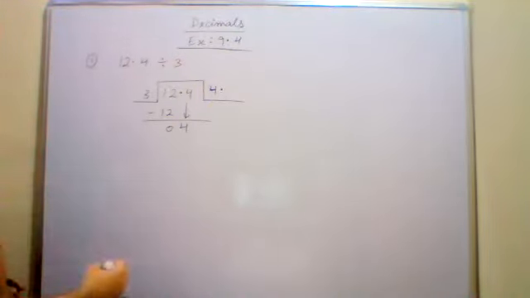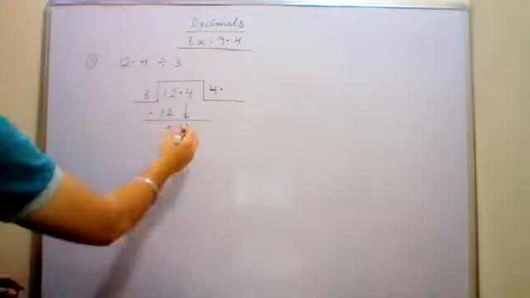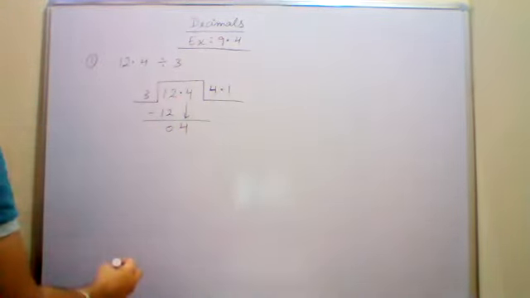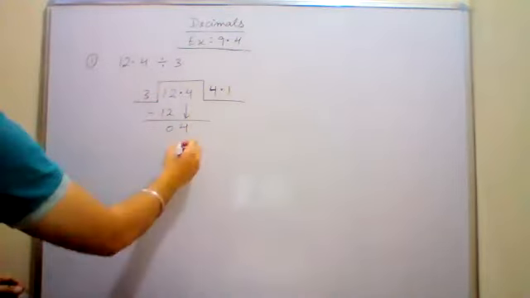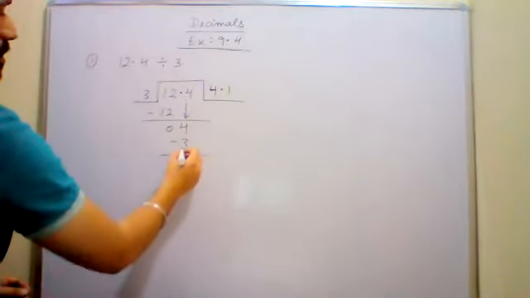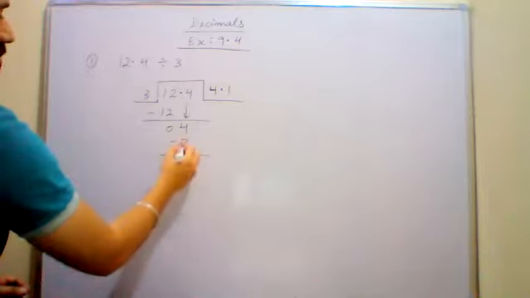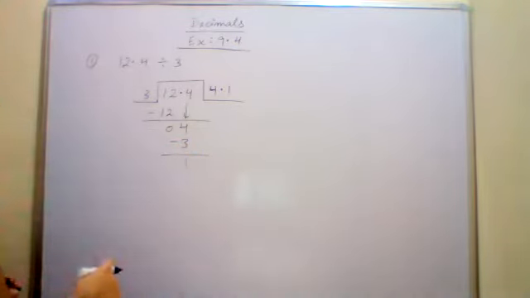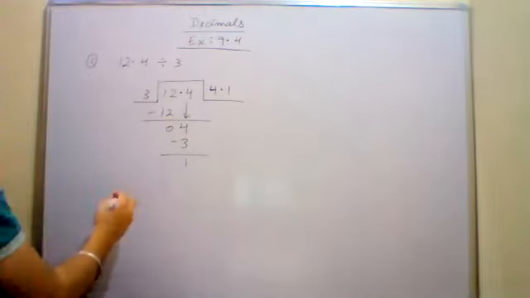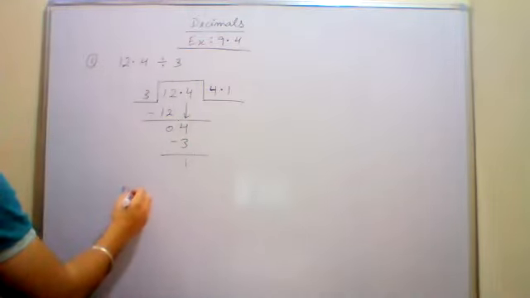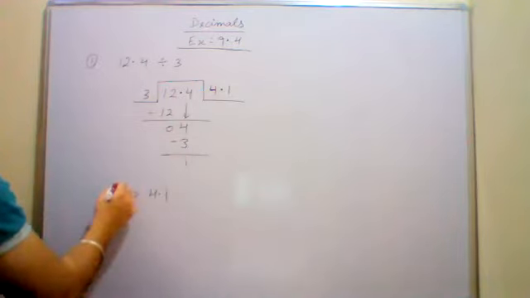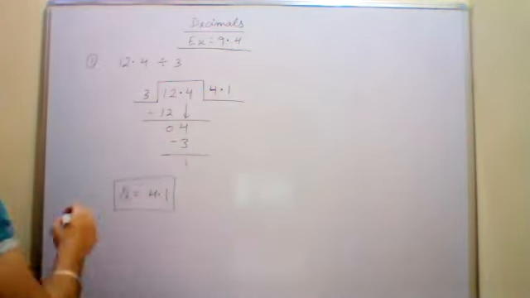So this is the only concept you have to learn here. So now the number is 4. You will write 1 here, and 3 into 1 is 3. So what is the remainder? The remainder is 1. We only had to find the quotient. Whatever the remainder is, we don't have to care about it. The quotient is 4.1. This is what is asked in the question.